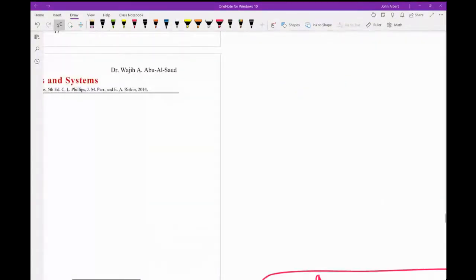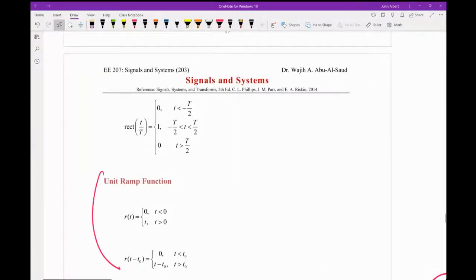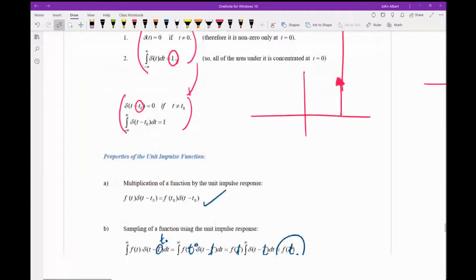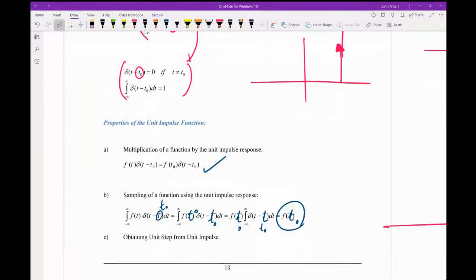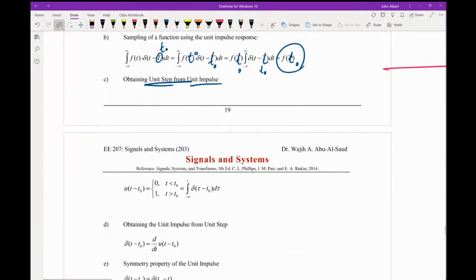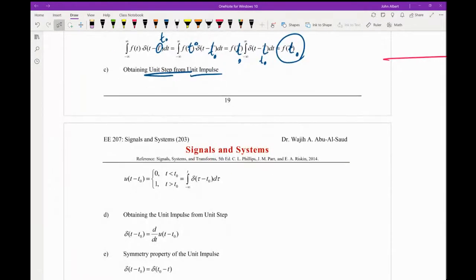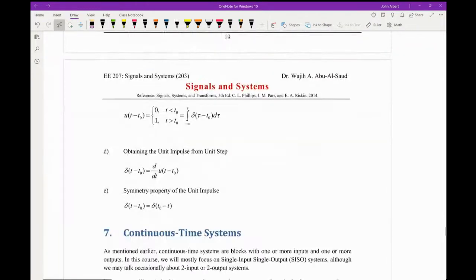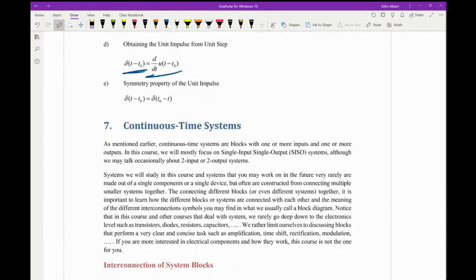That's why the next property says this. How do you get the unit step function from the unit impulse? Sorry, I did the opposite. Okay, how do you get the unit impulse from the unit step? Okay, you differentiate the unit step, you'll get the unit impulse. Now, if the unit impulse is obtained from the unit step by differentiating, then how do I get the unit step from the unit impulse?